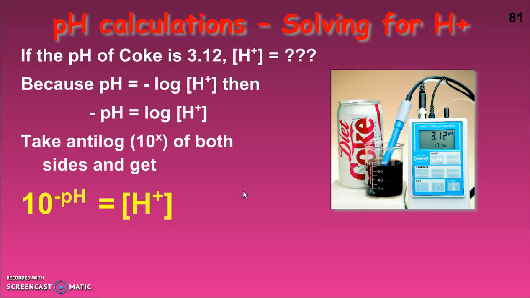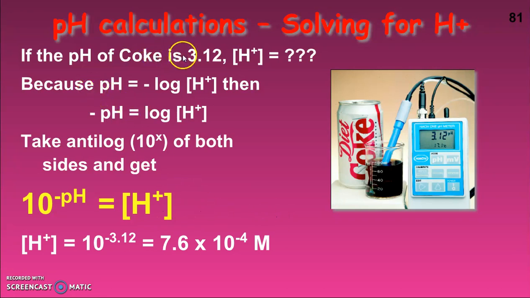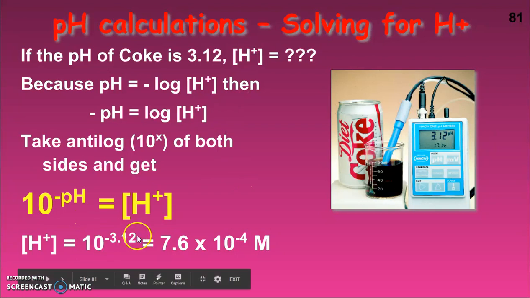In this example, I'm going to calculate the hydrogen concentration from a pH. This is using a pH meter to tell me what the pH is, and then I can calculate how much hydrogen concentration is there. If I take the anti-log of both sides, then I get 10 to the negative pH equals the hydrogen concentration. So if the pH of Coke is 3.12, how much hydrogen is there? Hydrogen equals 10 to the negative 3.12 power, which is 7.6 times 10 to the negative 4th. So that tells me how much hydrogen is in that solution by knowing its pH.